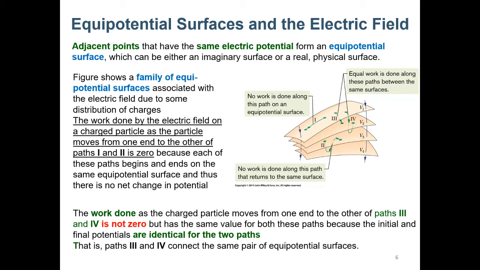If you learn differential geometry or multivariable calculus, you may learn some math related to this. An equipotential surface is adjacent points that have the same electric potential, which can be either an imaginary surface or a real physical surface. You can imagine a map, maybe on Google Maps, where you can see the height lines.